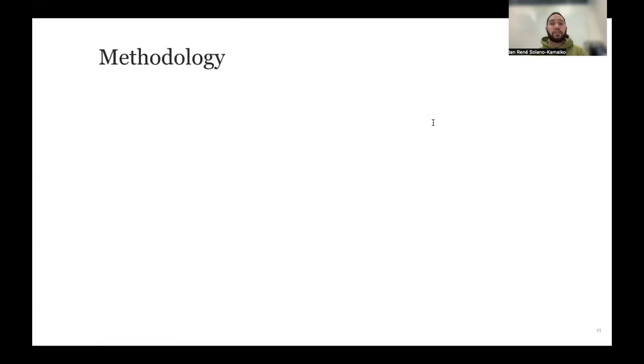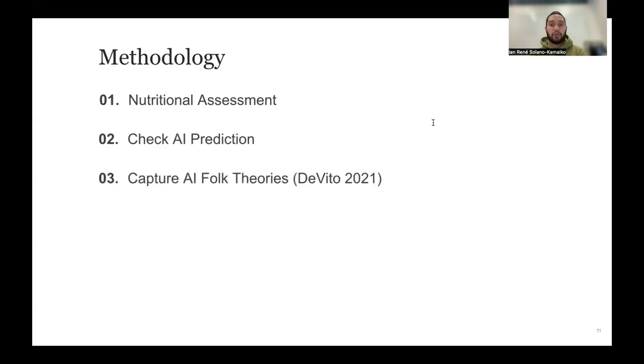Our research methodology consists of 5 steps. The first is using their domain expertise and existing methods. CHWs are asked to assess the nutritional status of the child, or in this case, the doll. Next, they compared their initial assessment of the child to the AI prediction in the design probe without explorable explanations. Afterwards, we captured CHWs' initial AI folk theories using a series of verbal elicitation prompts.